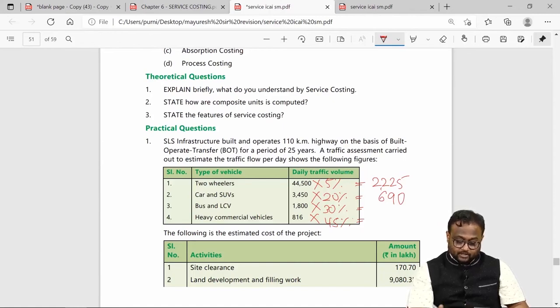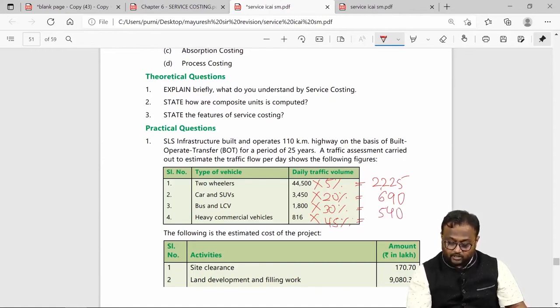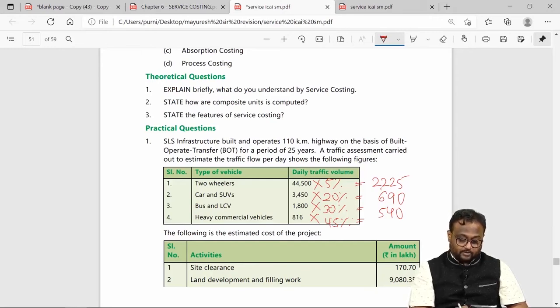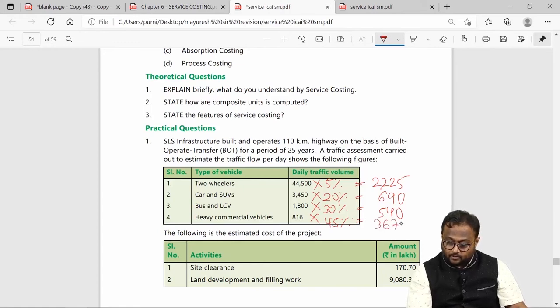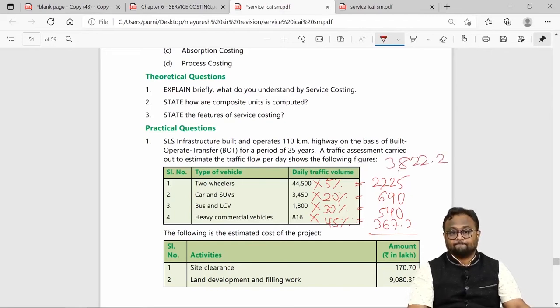1800 into 30%, that comes to 540. And 816 heavy vehicles into 45% weight, 367.2. The total of this is 3822.2 vehicles per day. This is the weighted average number of vehicles.